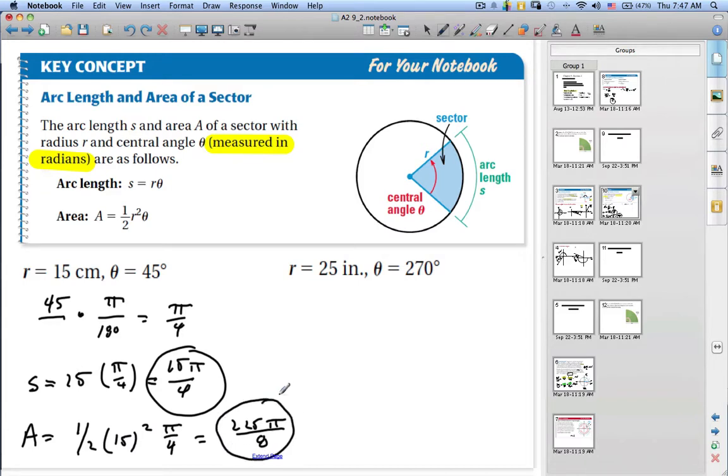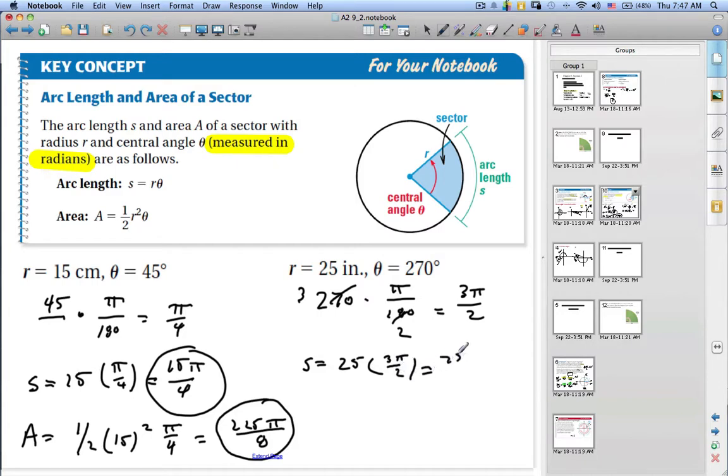This is my area. Okay, if I do the same thing over here, the first thing I'm going to do again is convert from degrees to radians. I know 90 will go into this 3 times, and it will go into this twice. So I get 3 pi over 2. All right, if I want to calculate my arc length, it's going to be my radius, 25, times 3 pi over 2, which would be 75 pi over 2. Okay, you can leave it in terms of pi, that's not a problem.